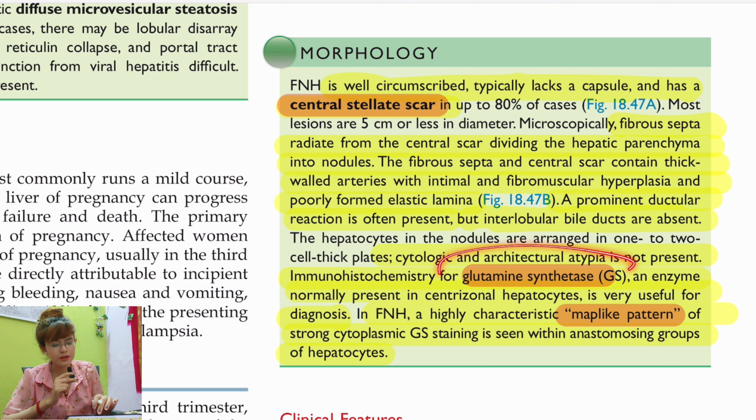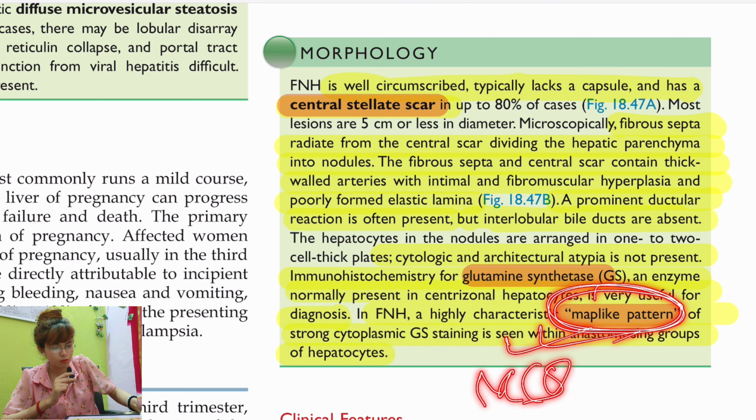And the third important point is that glutamine synthetase shows a strong cytoplasmic positivity in a highly characteristic map-like pattern. So the map-like pattern of glutamine synthetase is diagnostic of FNH. So this is again an important MCQ point.